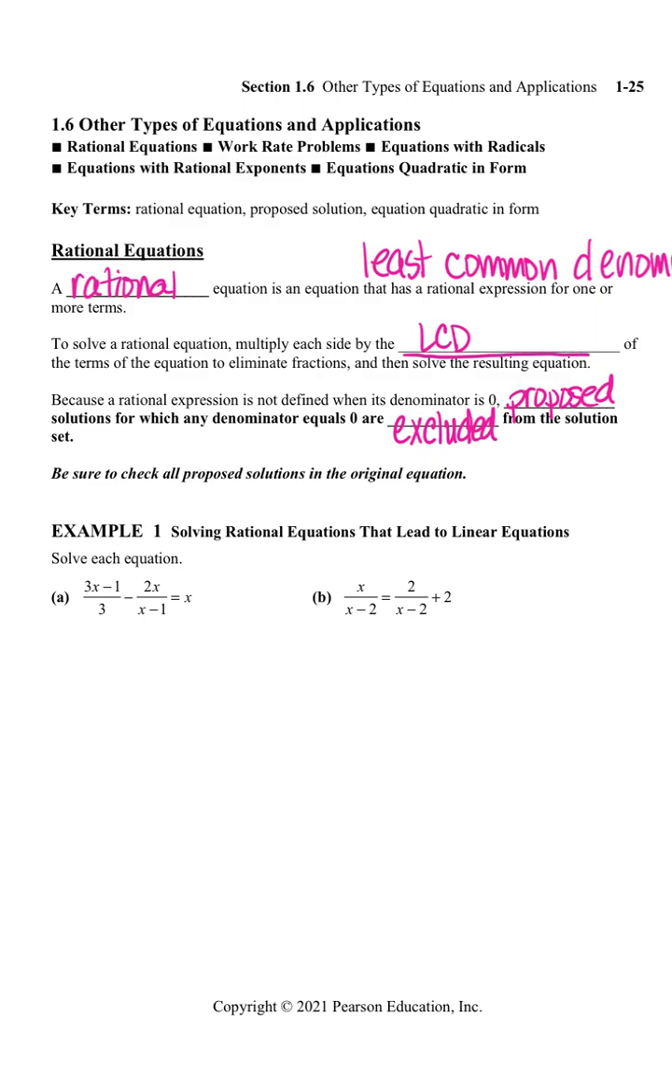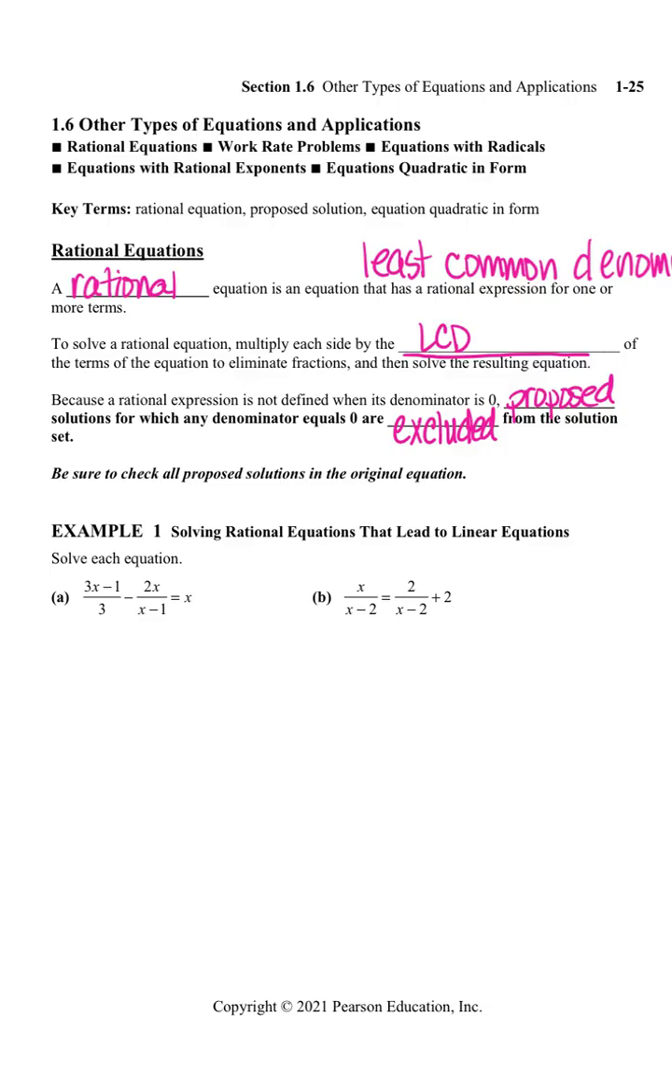So you're going to multiply each side by the least common denominator of the terms of the equation to eliminate fractions, because it's easier to solve without fractions, and then we'll solve the resulting equation. Because a rational expression is not defined when its denominator is 0, proposed solutions for which any denominator equals 0 are excluded from your solution set. So be sure to check proposed solutions in your original equation.